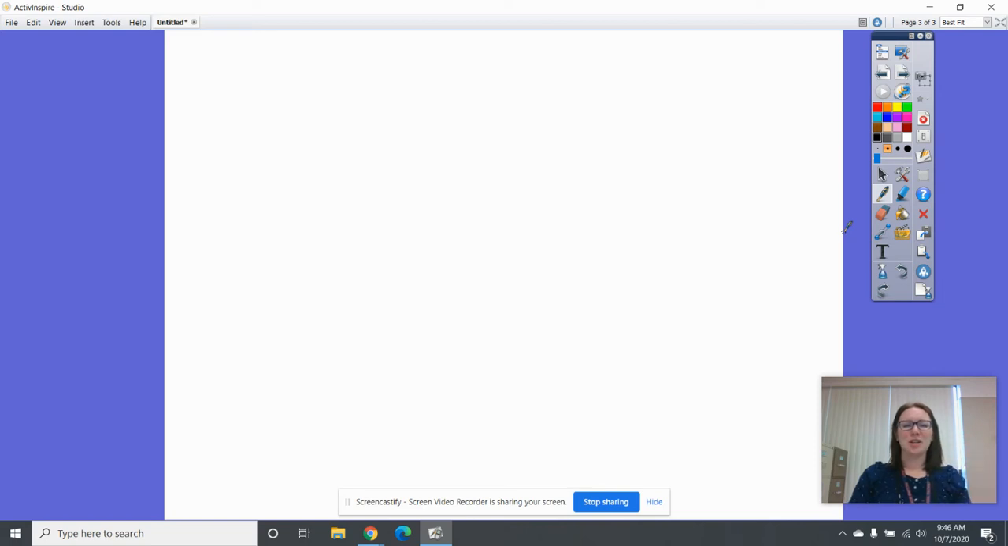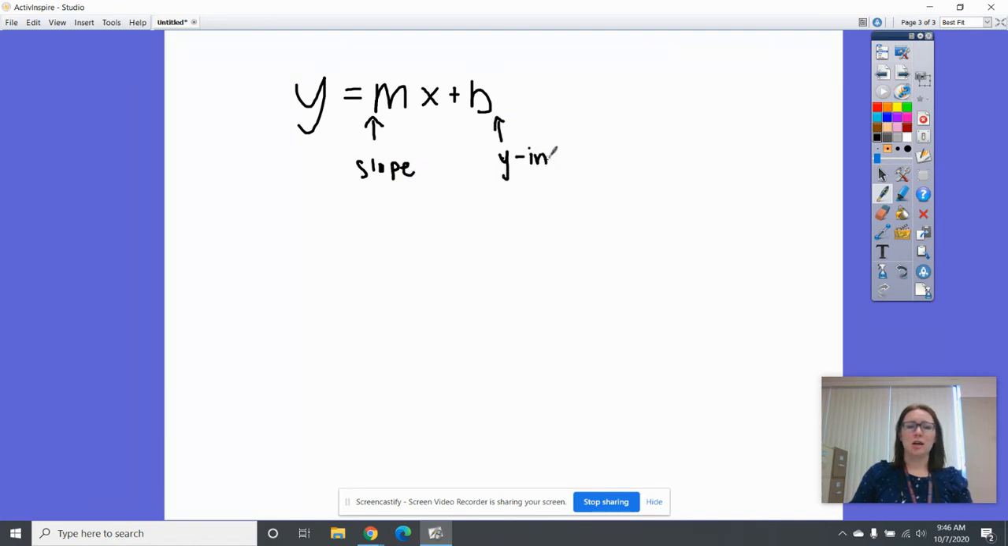Hi, today we're going to talk about solving for slope-intercept form. So first, let's remember slope-intercept form is y equals mx plus b, where m is your slope or your rise over run, and b is your y-intercept. So that means that is the number that your graph crosses the y-axis.